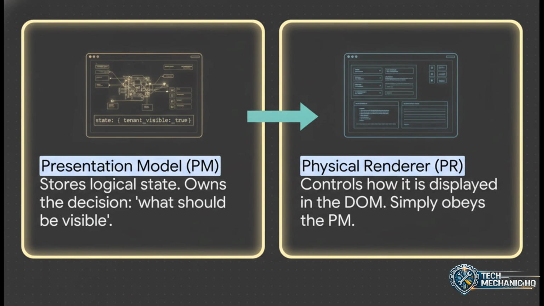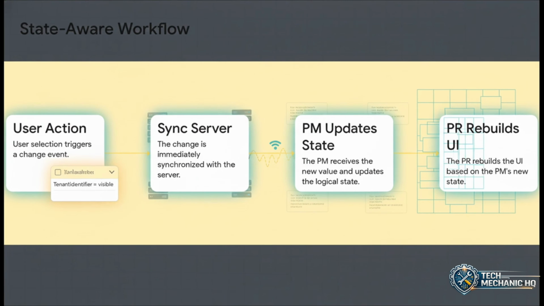This right here is the game changer. The architecture was split into two separate jobs. On one side, you've got the presentation model, the PM. Just think of this as the brain. It holds the logical state. It's the single source of truth that makes all the decisions, like, hey, should the tenant identifier field be visible right now? Then, on the other side, you have the physical renderer, or PR. This is the hands. It doesn't think, it just does what the brain tells it to. It reads the state from the PM and builds the UI. It just obeys.